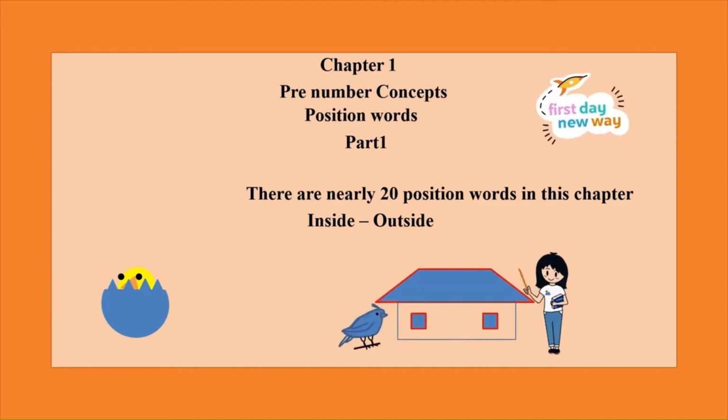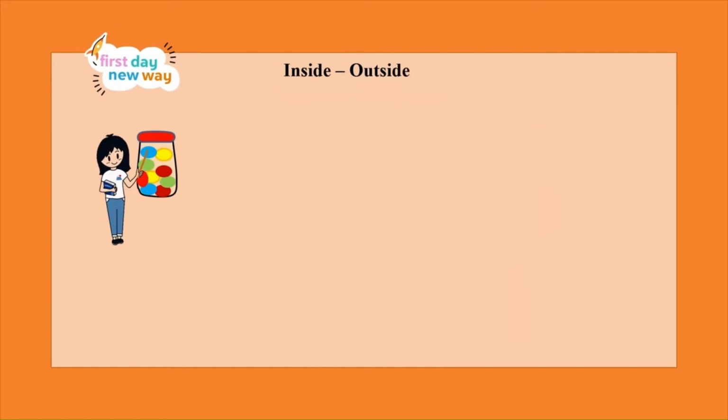There is a house and a bird. Now where is the bird sitting? The bird is sitting outside the house. There is a bottle full of candies. Now if I ask you, where are the candies? The candies are inside the bottle.